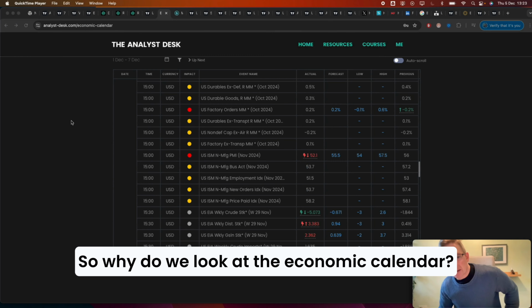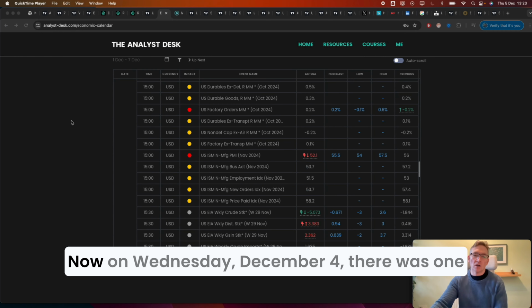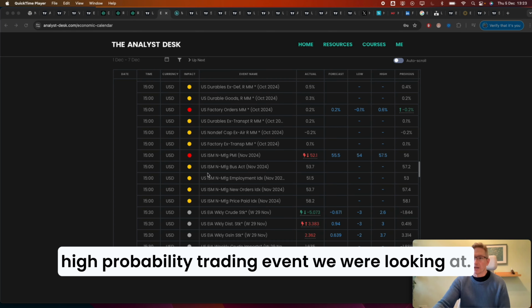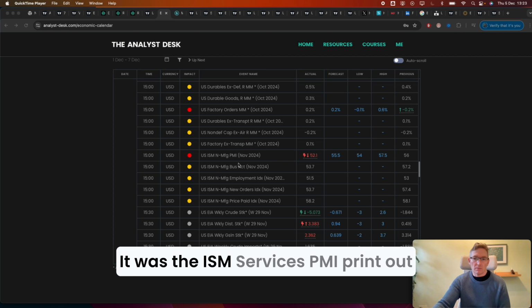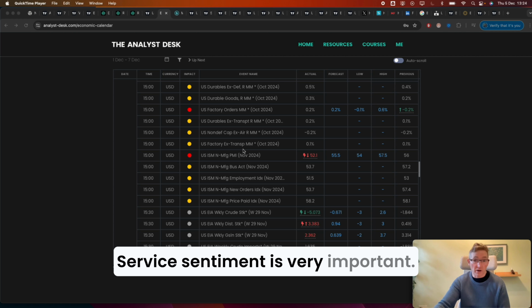So why do we look at the economic calendar? We use it to find high probability trading events. Now, on Wednesday, December the 4th, there was one high probability trading event we were looking at. It was the ISM services PMI print out of the US. US service-driven economy, service sentiment is very important.